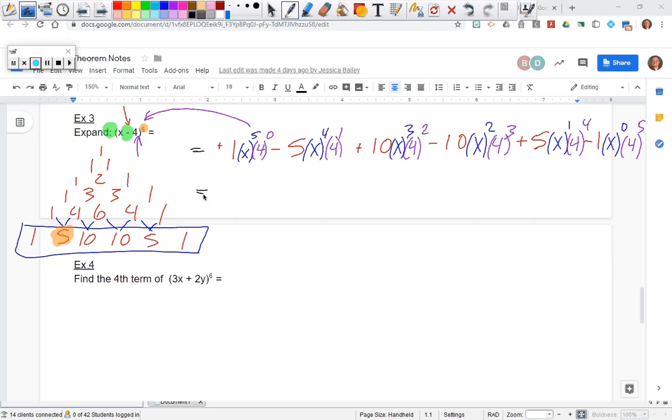What will the first one be? X to the fifth. X to the 5th. That is a common mistake that was just made. 4x to the 5th is common. That's why I like to write 4 to the 0 as what? 1. So that I don't mistakenly say 4x to the 5th. She's not alone. I've done that too. So x to the 5th.